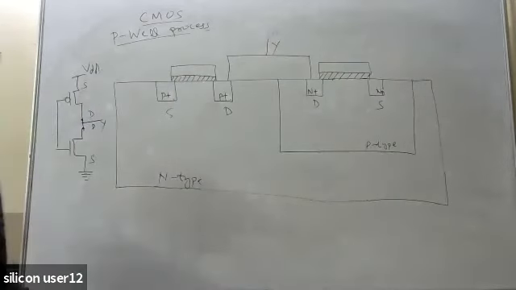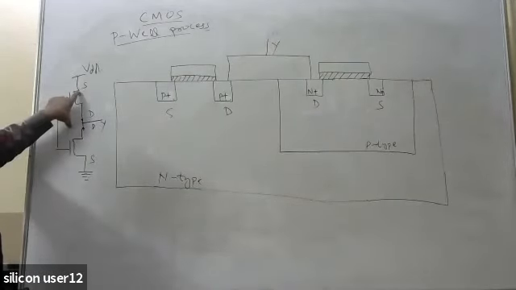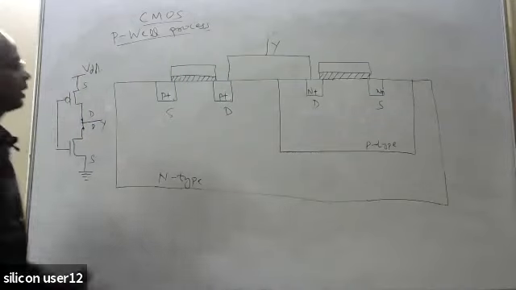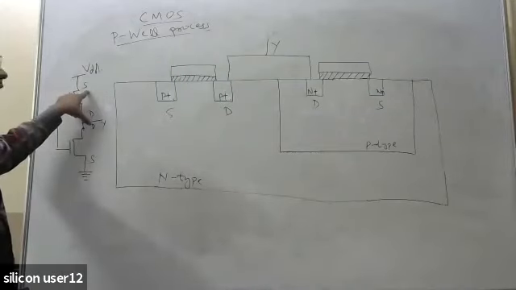Okay, what else is there? This source is connected to VDD. That means the source of the PMOS is connected to VDD.